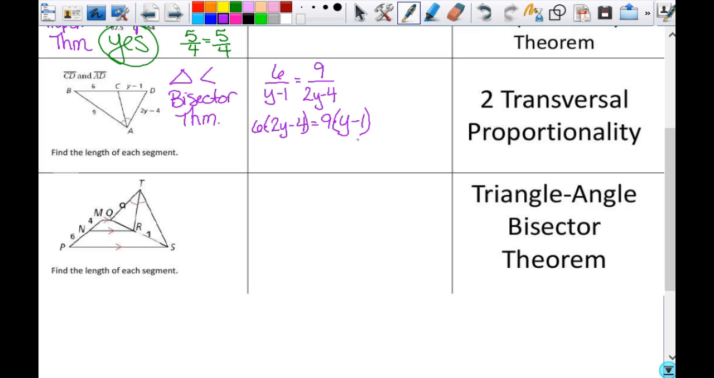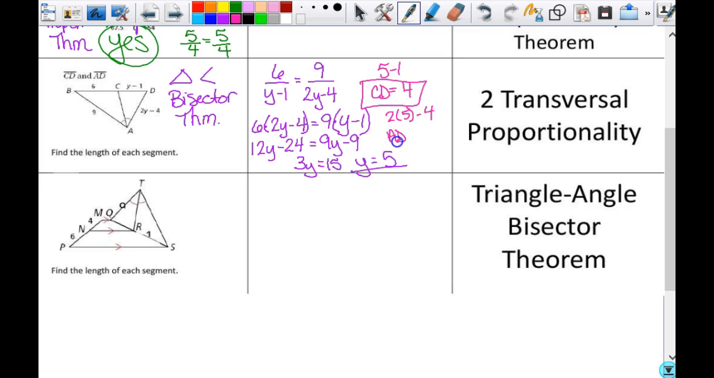Then you distribute, and this is going to give me 12y, what? Minus 24 equals 9y minus 9. So then that's going to give me 3y equals 15. So y equals 5. All right, so I'm supposed to be finding the length of each segment, so I've got to do 5 minus 1. So the length of CD equals what? 4. And then I've got to do 2 times 5 minus 4. So the length of AD equals 6. Remember, you got to show the plugging in of it even when it is super easy.